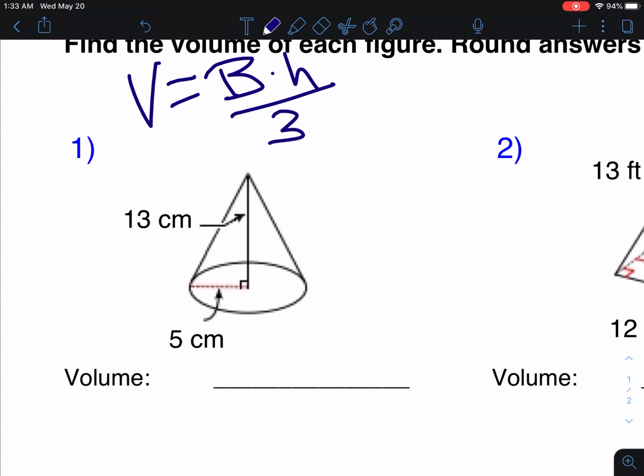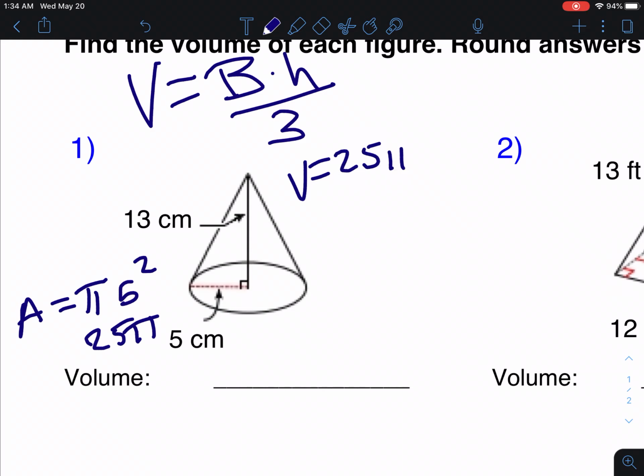So here we go. First, the area of the circle part down here. That was a radius that they gave us. So the area of that circle is going to be pi r squared. So pi times 5 squared, or 25 pi. We'll go ahead and leave our answers in pi at the moment. So 25 pi. And so our volume is going to be 25 pi times the height of 13, and then all of that is going to end up being divided by 3.